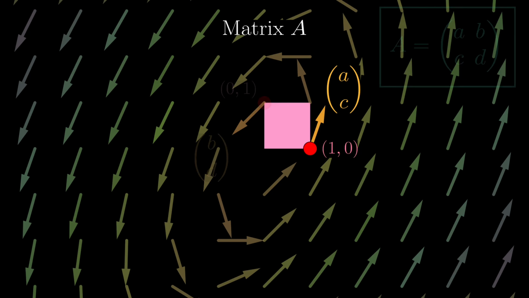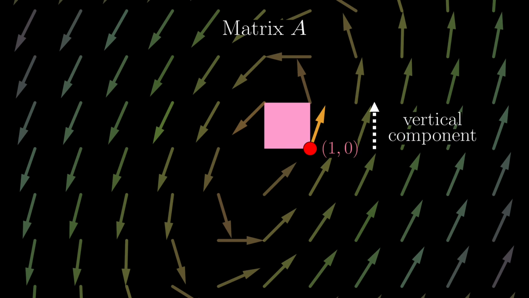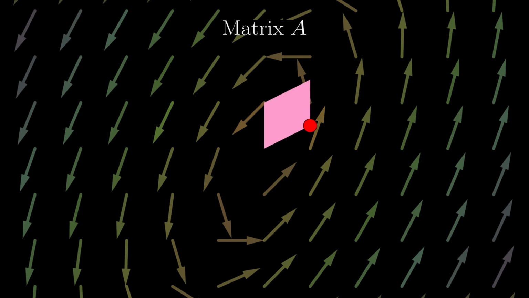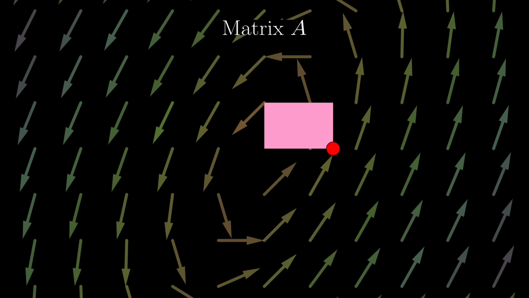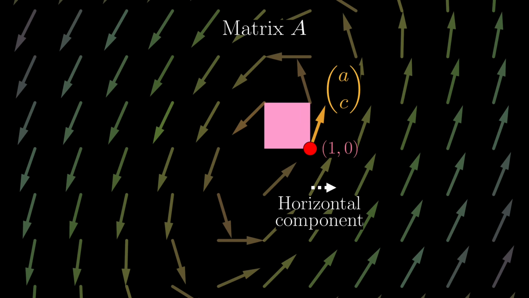Let's focus on the point (1, 0) and its attached vector (a, c). Here, its vertical component doesn't really matter because it doesn't change the area of the region. The base and height of the parallelogram have not changed. So the vertical component doesn't matter, but what about the horizontal component? This time it matters. The area has changed. The rate of change here is given by precisely the horizontal component of the attached vector, which is a.